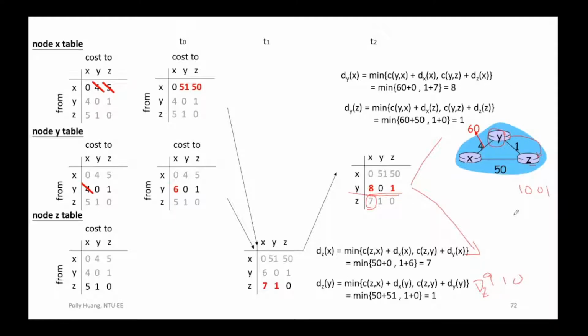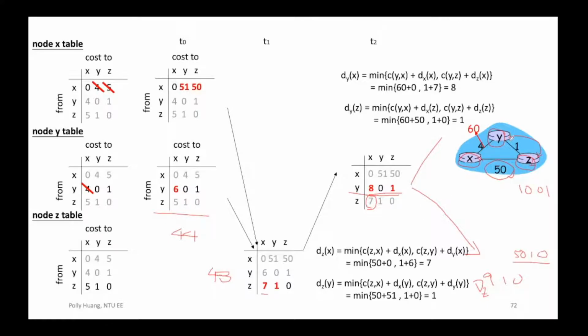All the way until when? Until z finally discovers that 50 is the true cost to x. So until in dz, the value becomes 50, 1, 0. And how many iterations would that be? Coming all the way from 7 to 50, that will be 43 iterations. And including the initial iteration, that will be 44 iterations, until z discovers the true path.